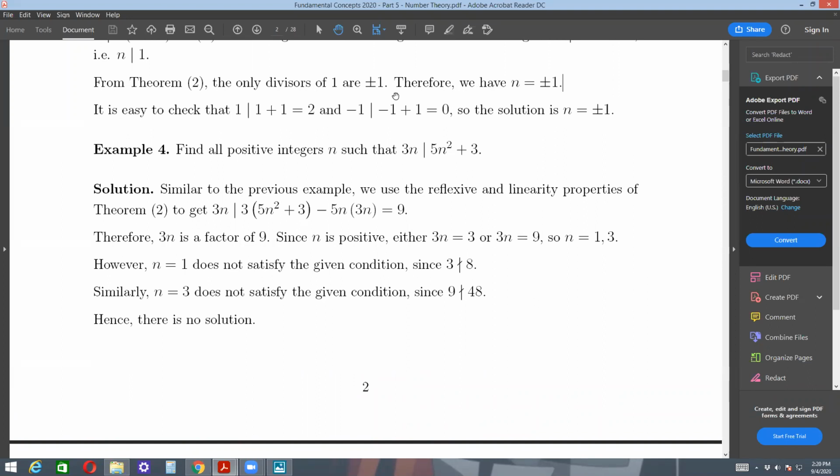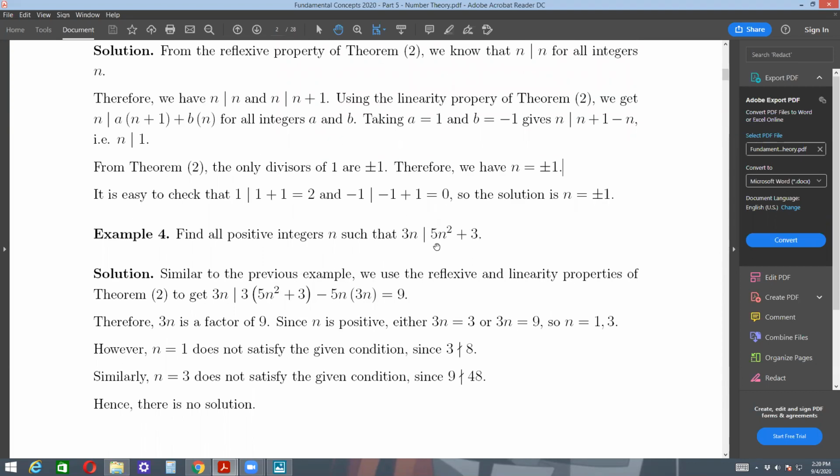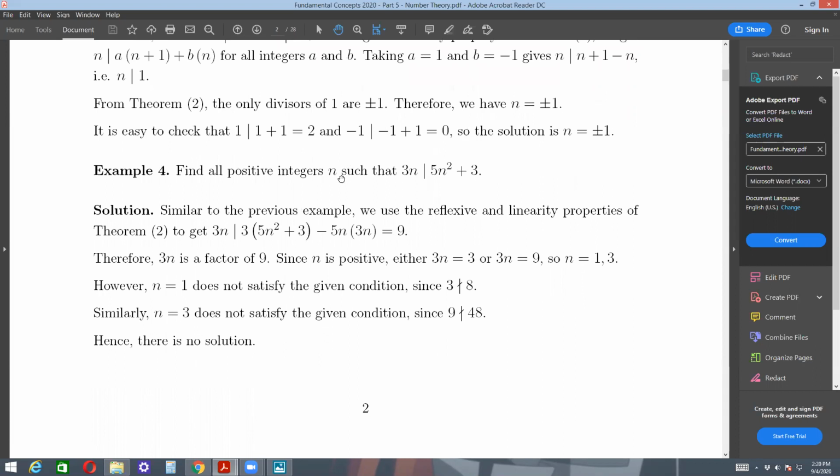Right? So similar question, except now we have 3n divides 5n squared plus 3. Okay, so if I want to do something similar, I'm going to use the linearity property here, right? So I have a is 3, b is minus 5n, and then I'm going to use the 5n squared plus 3 and 3n, basically this thing I have at the start.